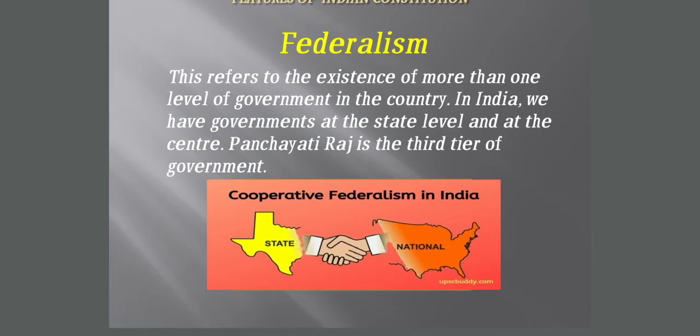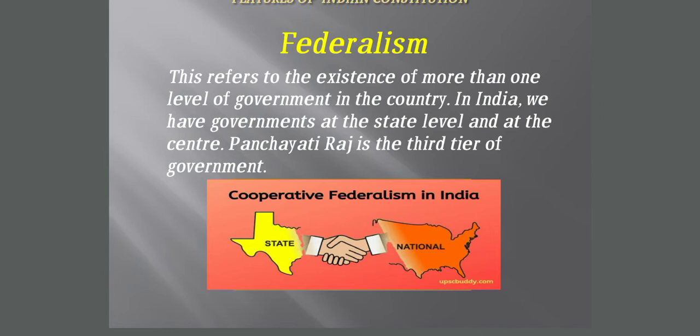When we say federalism, you can see the picture being shown. There is a national government and the other one is the state government. It is a system of levels of government. In federalism, we have levels of government like the central government and many state governments. But in India, we have a third level also, and that is the Panchayati Raj system.